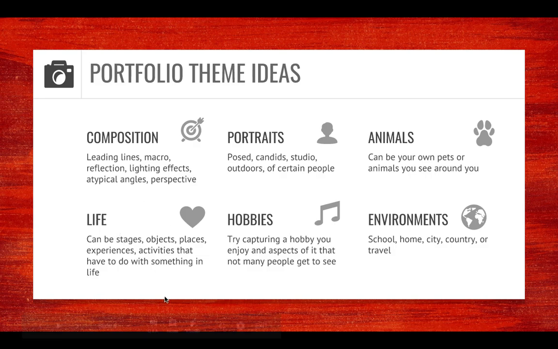It also could be different things that have to do with your life. So it can be certain stages in your life. I had one student where her pictures were all about people getting ready in the morning. It was really interesting. She would feature her mom, her dad, her brother. It's something we usually don't do.